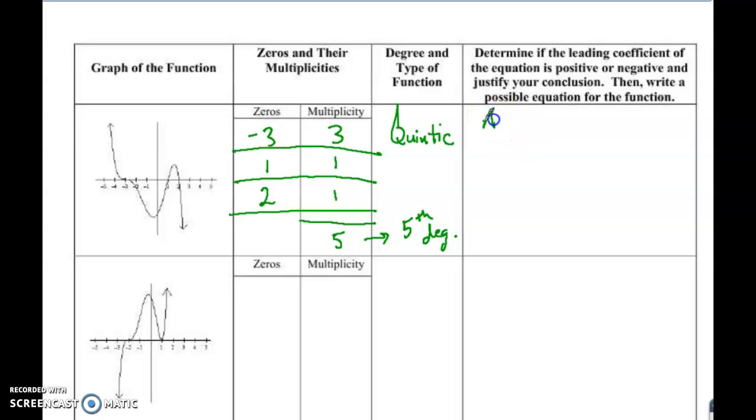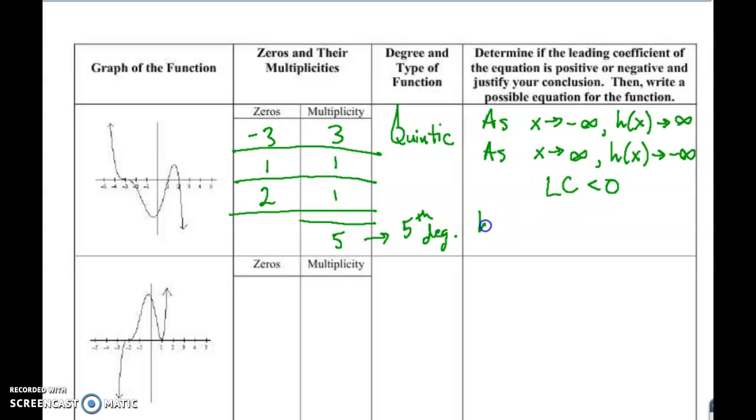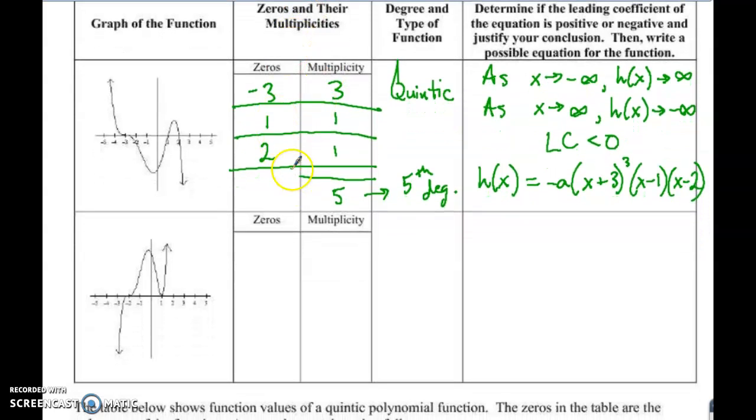Just a quick justification as to what is happening is stating the end behavior. I'll call this h of x now, just to change it up. As x goes to negative infinity it goes infinitely up, and as x goes to positive infinity, h of x is going infinitely down. So that tells me my leading coefficient must be negative, so h of x will equal negative a, x plus 3 cubed, x minus 1, x minus 2. There we go. Again, pause and make sure you understand.